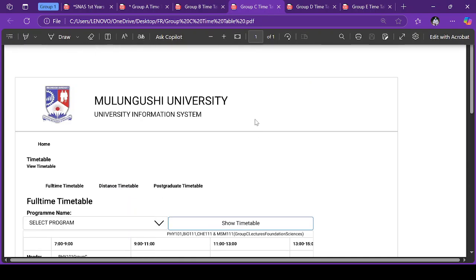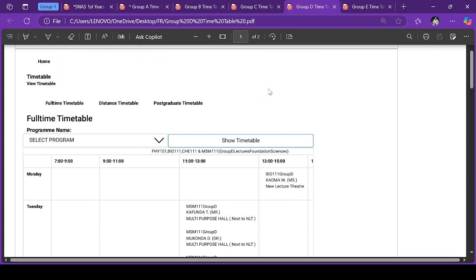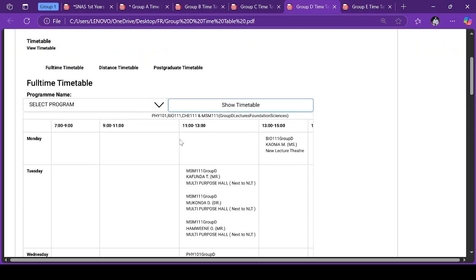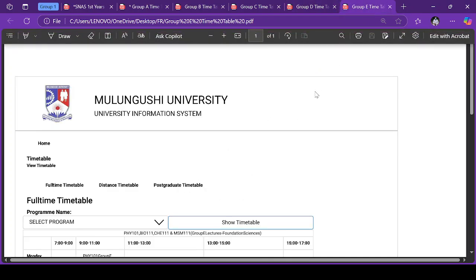Group C, you have a class in the morning, meaning you can't have a tutorial. You have a physics class, you can't have a tutorial here. Then you can see these blanks, meaning that's where you can have a tutorial, that's where you have your labs. Group D, you only have one lecture from 13 to 15. I think there's nothing here, so you can't have a tutorial. So these things do not clash.